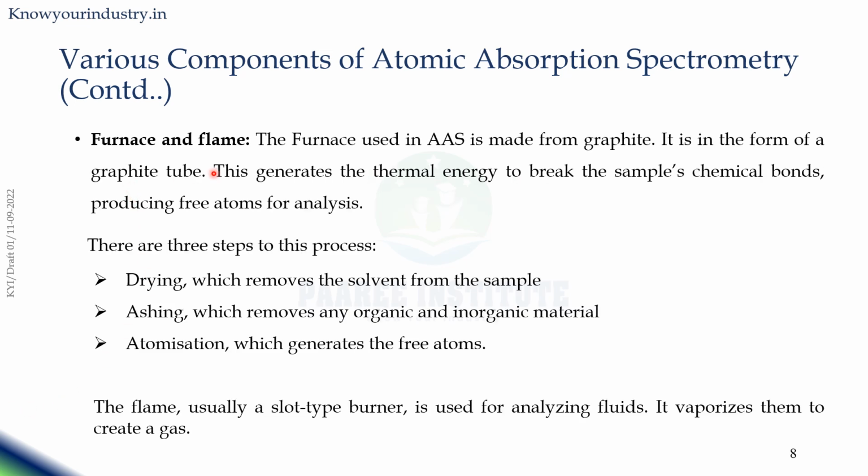Coming to the furnace and the flame, the furnace used in AAS is made of graphite. It is in the form of a graphite tube. This generates thermal energy to break the sample's chemical bonds, producing free atoms for the analysis. There are three steps in the atomization process: drying, which removes the solvent from the sample; then ashing, which removes any organic and inorganic material; then atomization, which generates free atoms.